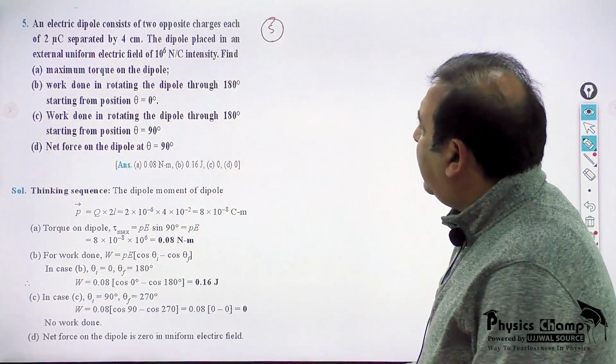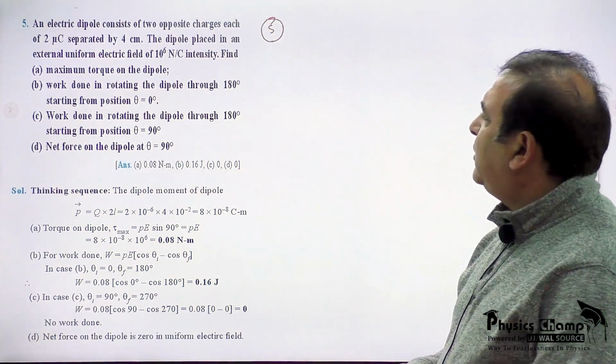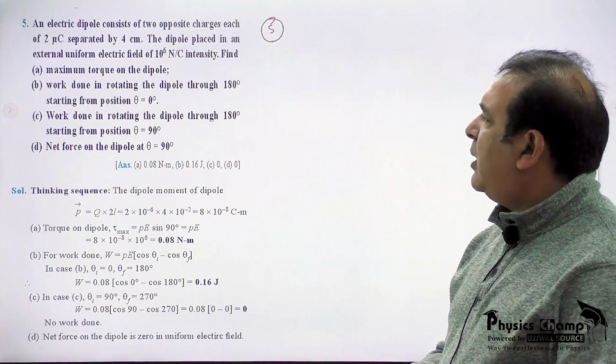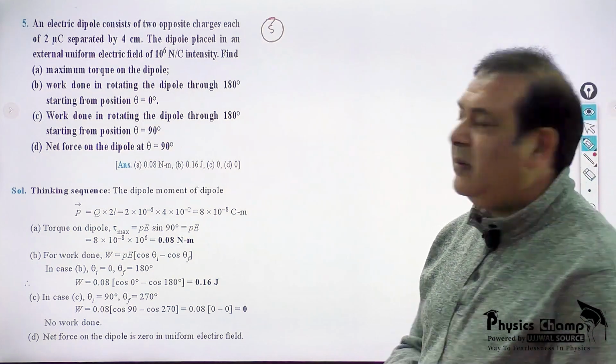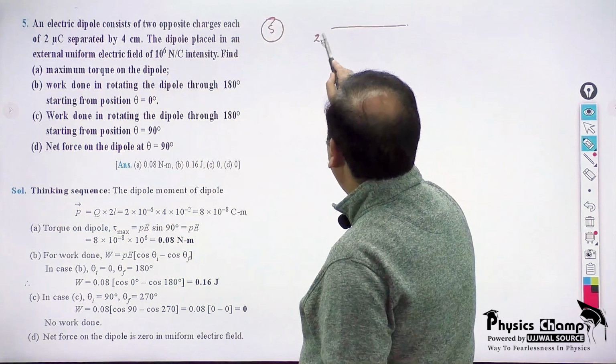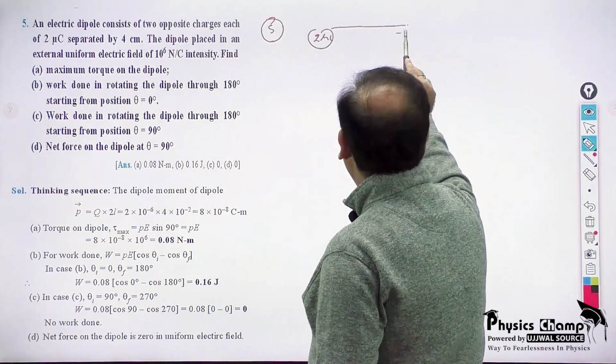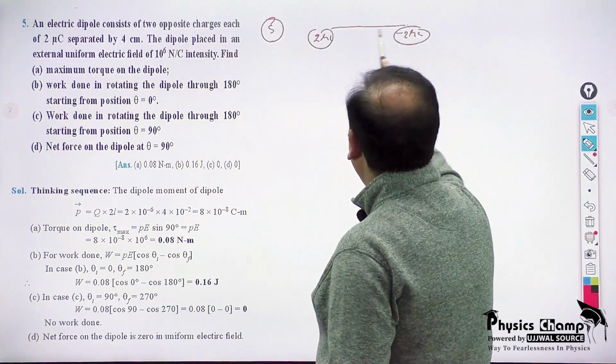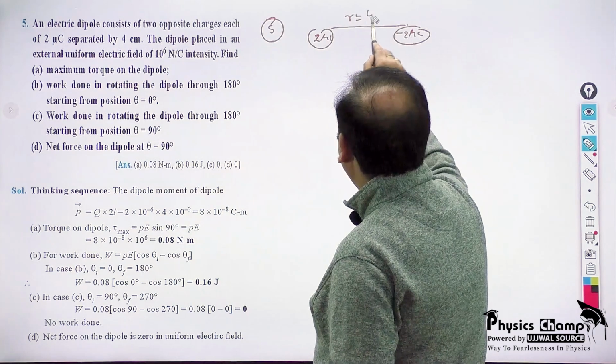Here an electric dipole consists of two opposite charges each of 2 microcoulomb separated by 4 centimeter. So we have an electric dipole of 2 microcoulomb and minus 2 microcoulomb, and they are separated by a gap of 4 centimeter.